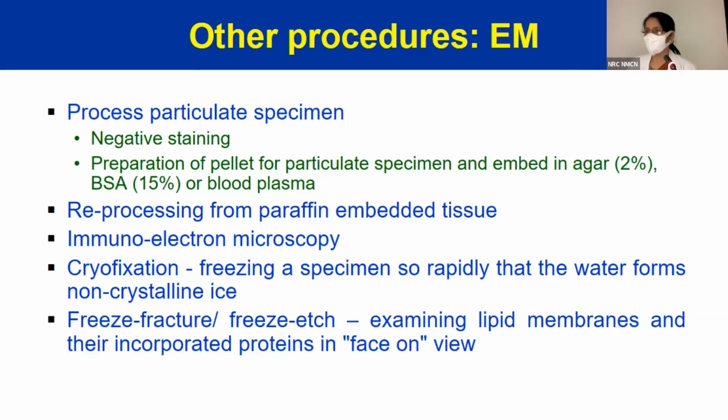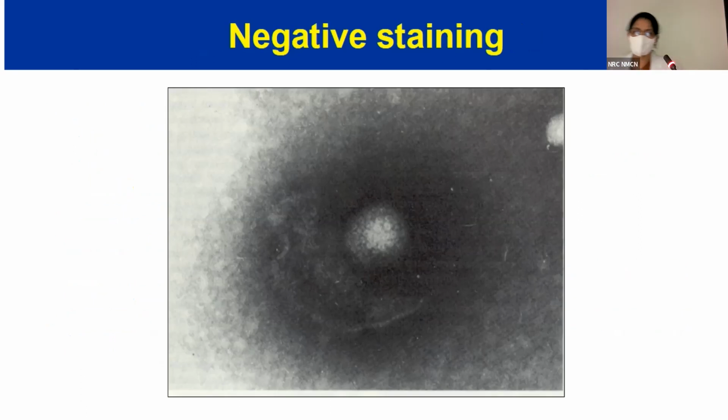And of course, if you have some nephrology residents, you will know that we also take out tissue from paraffin-embedded tissue, and then you can process it for electron microscopy. We can do immunoelectron microscopy. There are methods like cryofixation, which may be of interest to PhD students, where we can cryofix the tissue so that the water becomes ice and complete ultrastructure is maintained. Okay, so this is about negative staining for a virus particle.